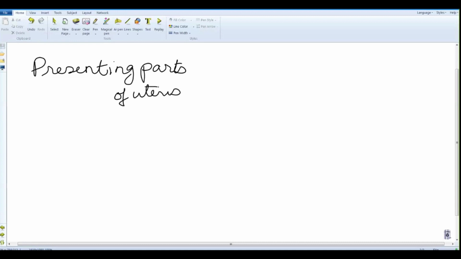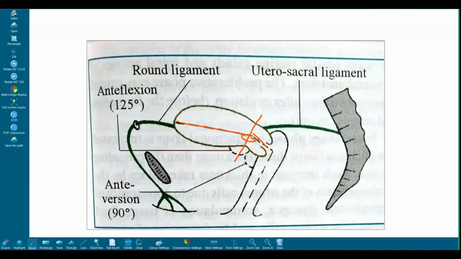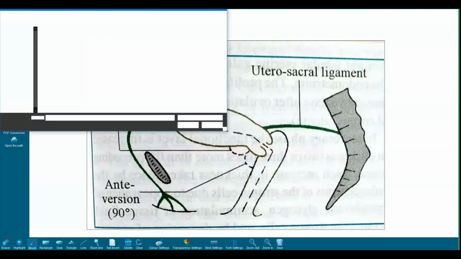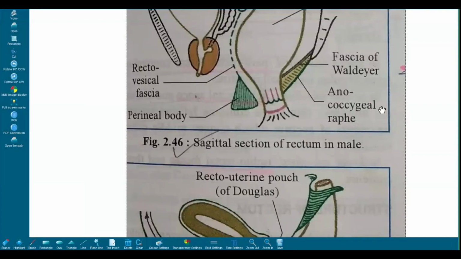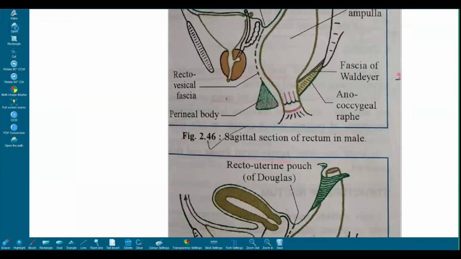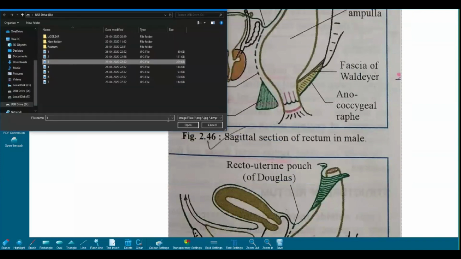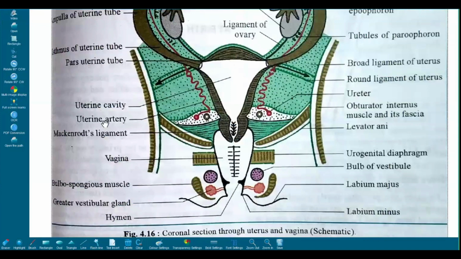Now, as I told you, it has 3 main parts: fundus, body and cervix. Now each of them will be dealt with separately. Talking about the fundus part, the next picture was from here, right? The one after this. Okay, not this one, the one after this. Okay.